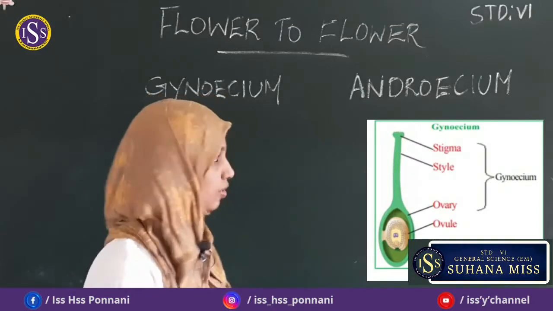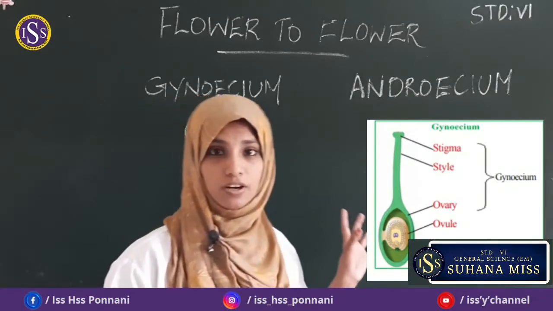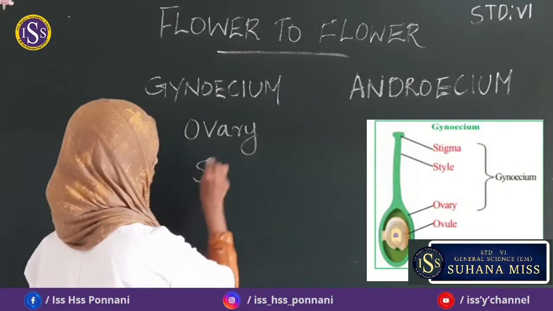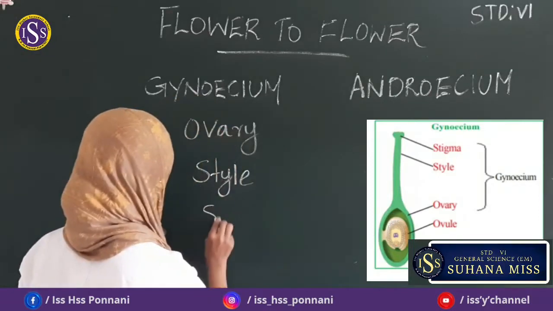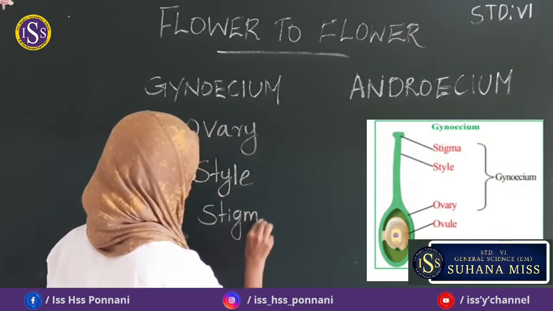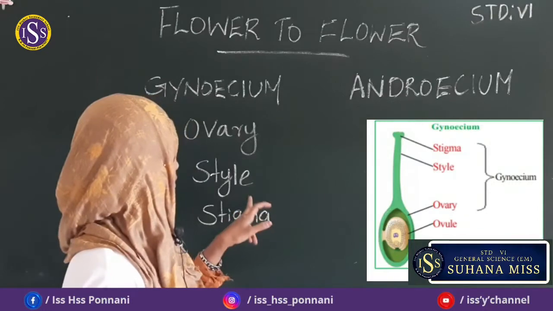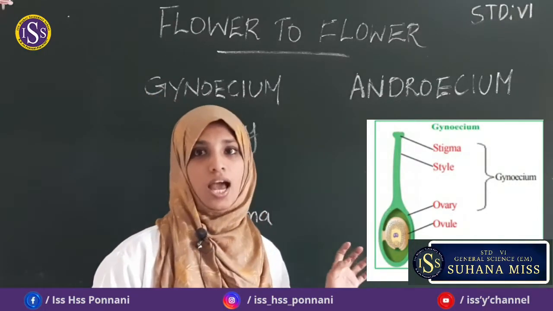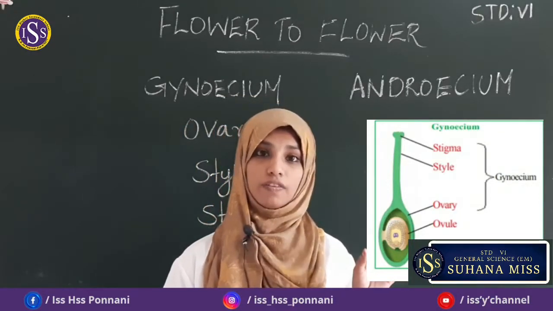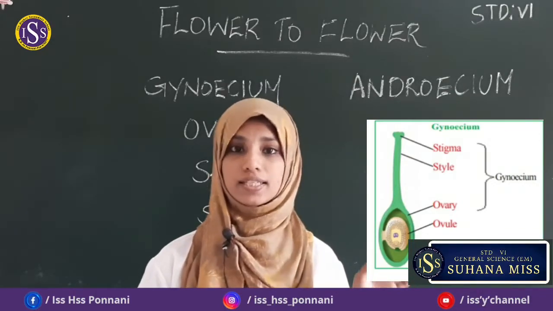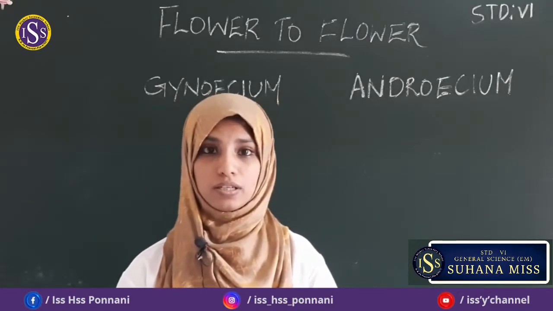Yes, you can see at the bottom, the ovary. Then the middle portion we call the style. And at the top is the stigma. There are three parts in a gynoecium: ovary, style and stigma. And the egg is seen in the ovule, which is seen inside the ovary. Then let us see the androecium, the male reproductive part of the flower.